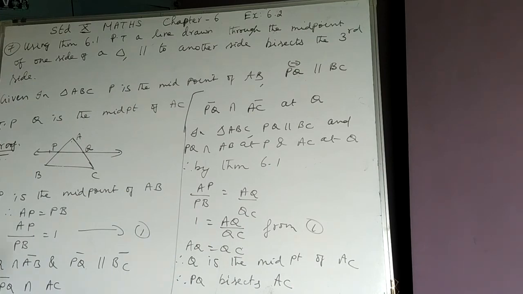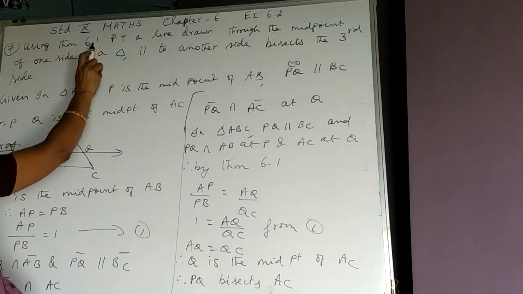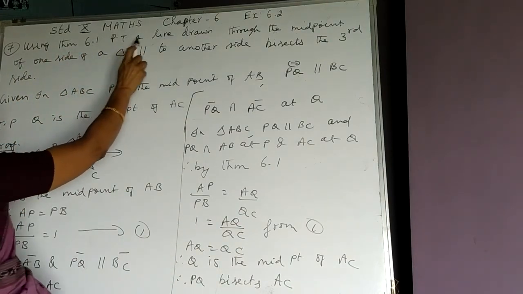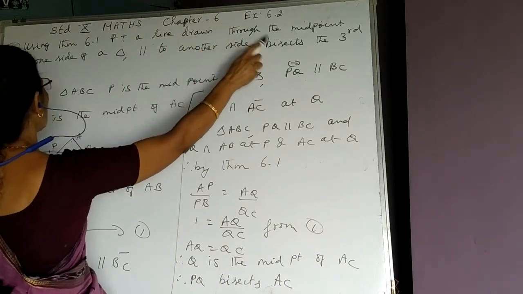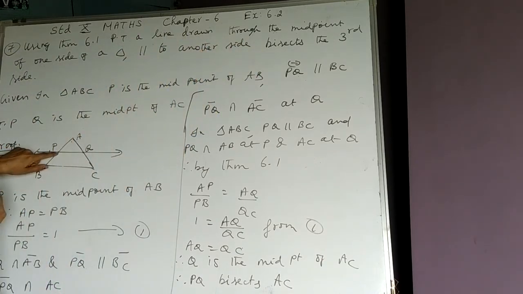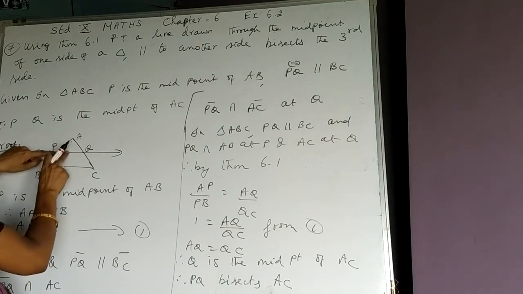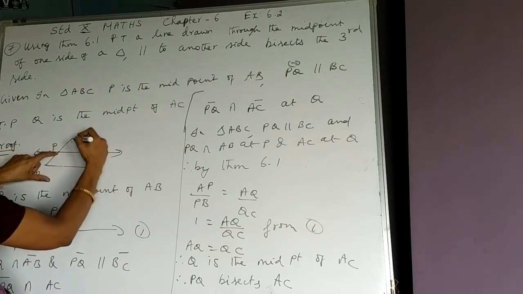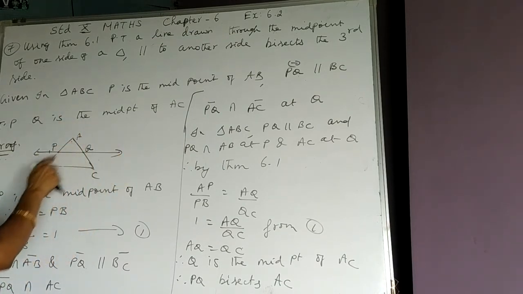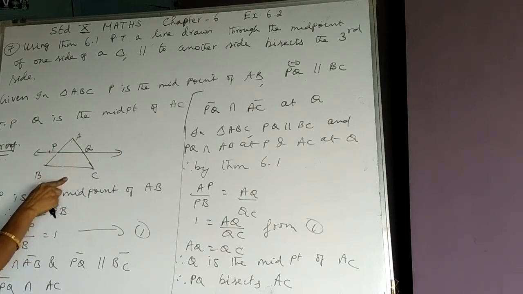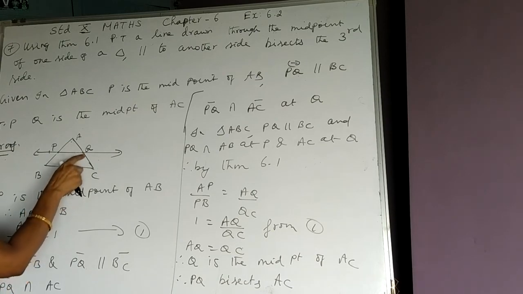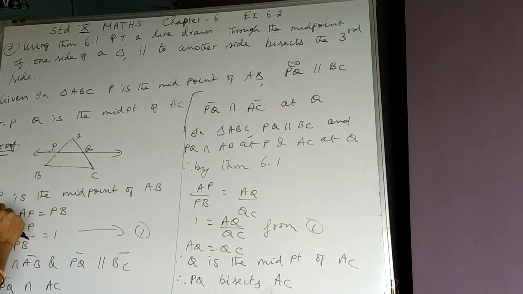So let us understand, it's a simple result. Using theorem 6.1, so BPT theorem should be used. Prove that a line drawn through the midpoint of one side, parallel to the second side, will intersect the third side. So we are given triangle ABC. P is the midpoint of AB. PQ is drawn parallel to BC. To prove Q is the midpoint of AC. Because P is the midpoint of AB, PA and PB are equal. Therefore, its ratio is equal to 1.